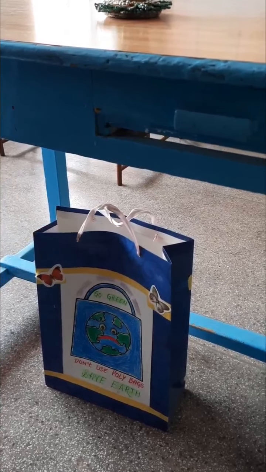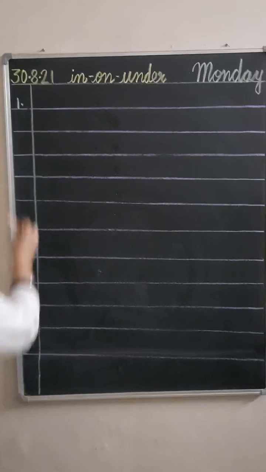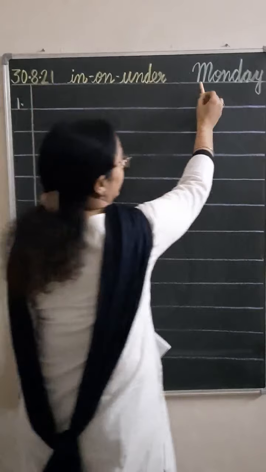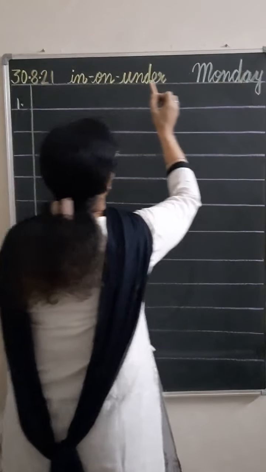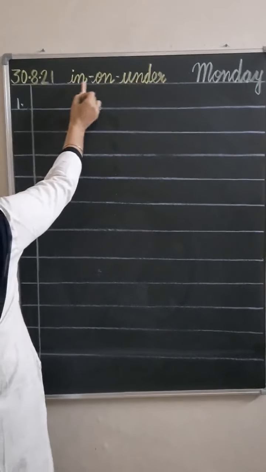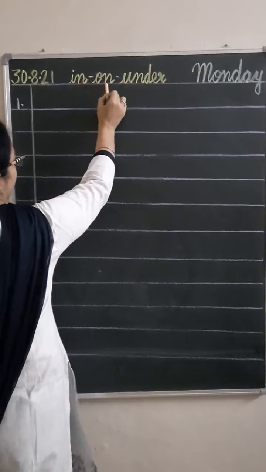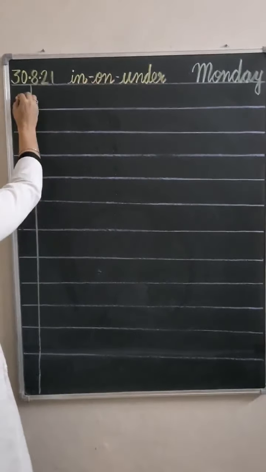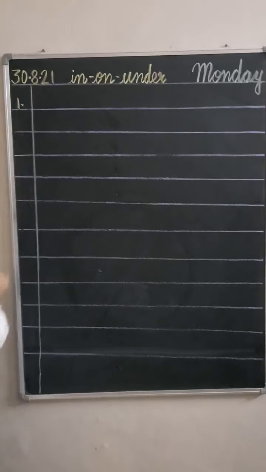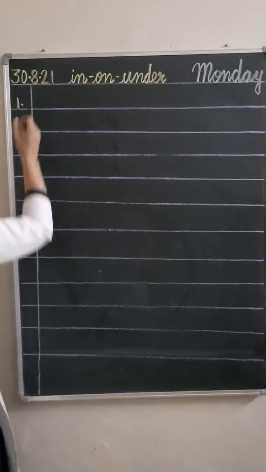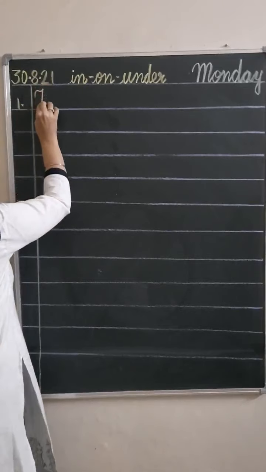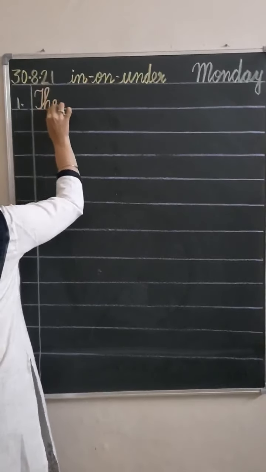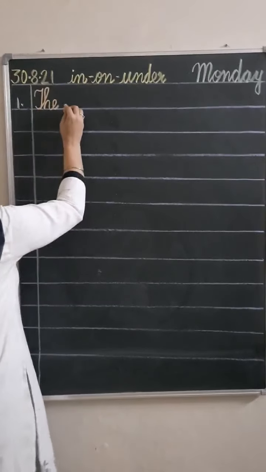Okay, beta. Let's start our work. First of all, write down the date. Date is 30.8.21 and write down the day, Monday, and write down the heading: in, on, under. In hyphen on hyphen under. And this is your margin line and write down number 1. And number 1 is the spoon. Start writing with me. Capital T, first letter capital, THE, the spoon.